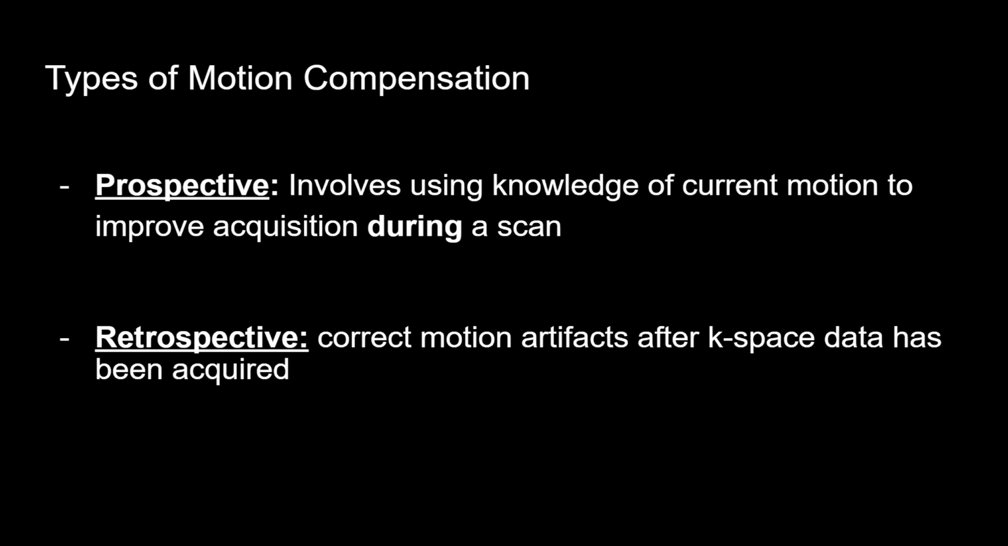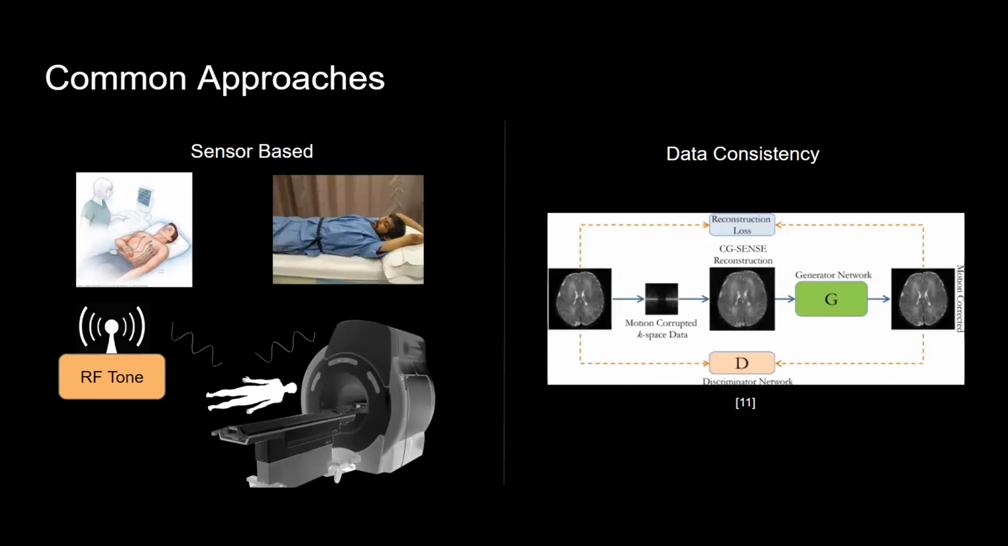It breaks up into two main types of motion compensation. The first one is prospective, which involves using your knowledge of the current motion state in order to improve your acquisition during a scan. And then retrospective is more of a hindsight technique, where you acquire your data and then retrospectively fix it given the motion state.